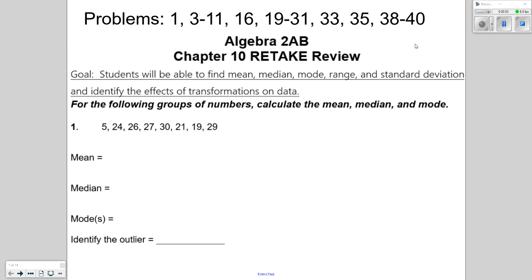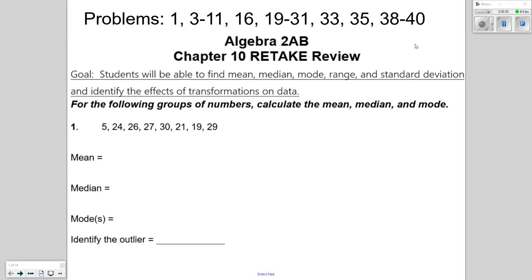Hello, Algebra 2AB. Today we're going to go over some Chapter 10 review problems to get ready for our test, which is on basic statistics, data distributions, and probability. So let's get started. At the very top, you can see what problems we're going to be doing from this retake review guide. So let's start on the first one.